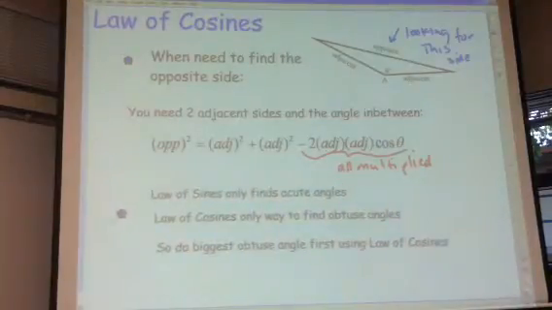So we use the law of sines when we're going to find acute angles. So if we're certain that all the angles are acute, we can use the law of sines. But I can use the law of cosines when I know that it's an obtuse angle. In fact, the law of cosines is the only way to find an obtuse angle. So anytime that you have to work backwards to find an angle, you're going to do the biggest angle first using the law of cosines.